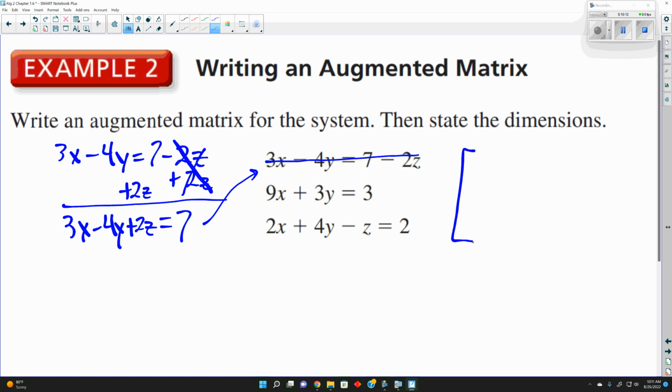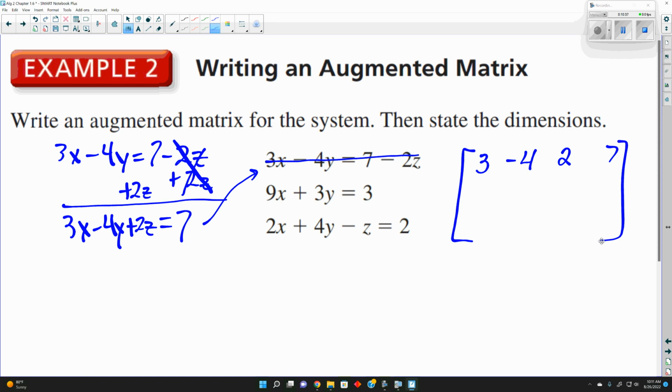Just do the 0 before the z. Yes. So let's do the top one first. So if we're looking at the augmented matrix, are there any questions before we do the augmented matrix? So let's look at the augmented matrix. So for our first row, we would have what? 3, -4, 2, and then 7.